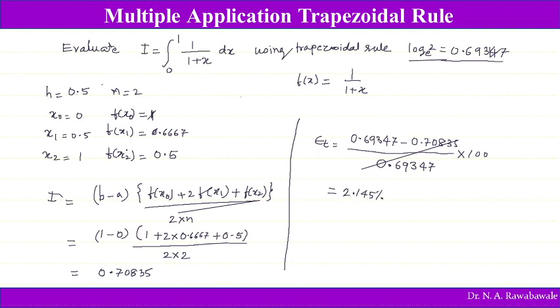If you divide this total range 0 to 1 into two segments, n is equal to 2, so it is divided at 0.5 and 1. Then we get this much true error, 2.145. Now let us divide it into four segments instead of two. Same problem we will solve by dividing the range 0 to 1 into four segments.